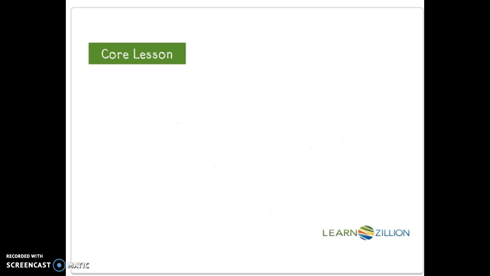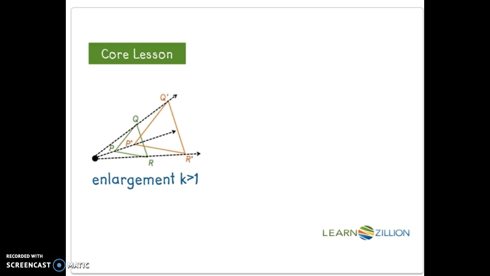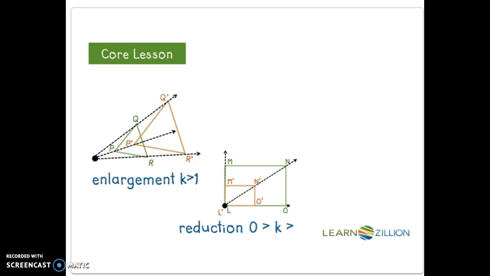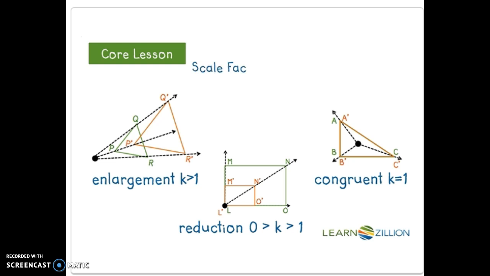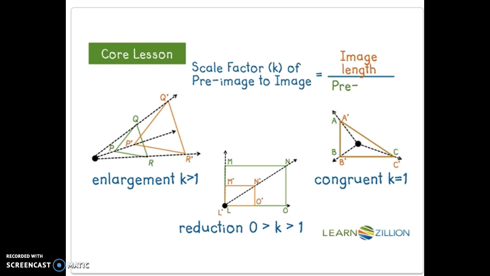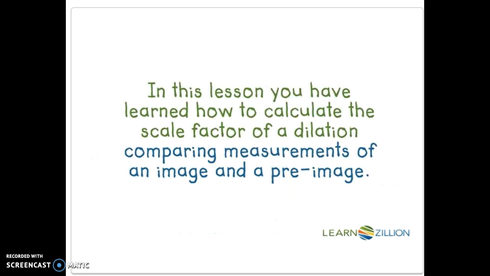We have looked at 3 specific types of dilation: an enlargement where K is greater than 1, a reduction where K is between 0 and 1, and congruent triangles, or figures, where K is equal to 1. In each of these cases, the scale factor K of the pre-image to the image is equal to the image length divided by the pre-image length. In this lesson, you've learned how to calculate the scale factor of a dilation by comparing measurements of an image and a pre-image.